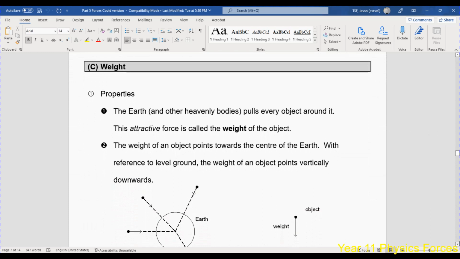Today we are going to finish off the handouts. There are two more forces, and then I'm going to talk about a combination of all the four types of forces we've learned.